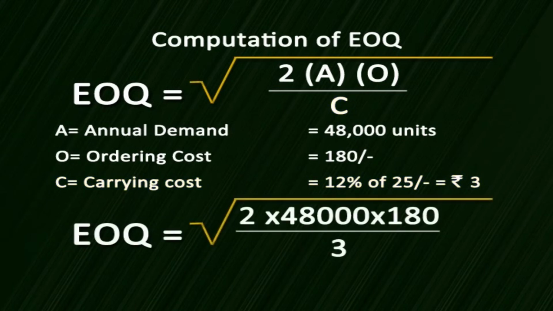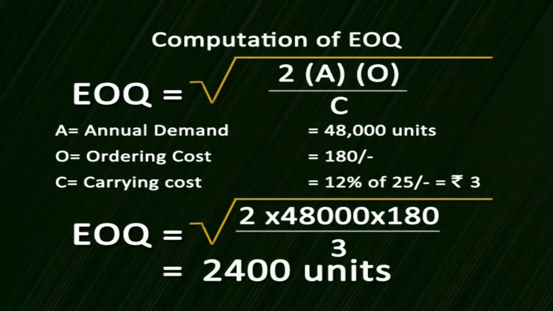In the numerator we have the values 2 into 48,000 into 180, divided by the denominator 3, and whatever result we get we will take its under root. So it's coming as under root of 2 into 48,000 into 180 divided by 3. The result is 2400 units, and that is our economic order quantity. It's also known as reorder quantity.